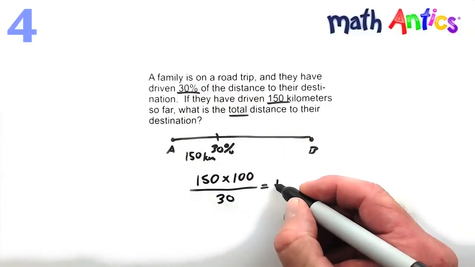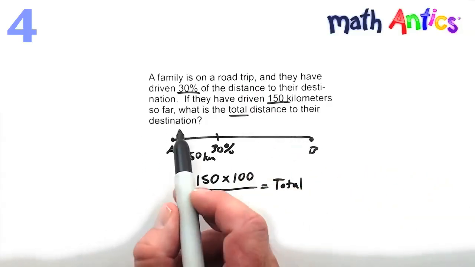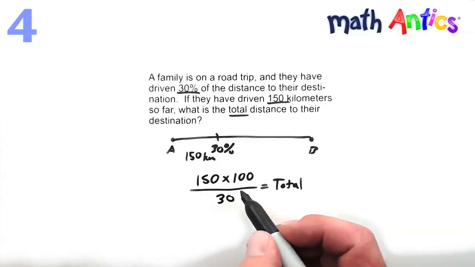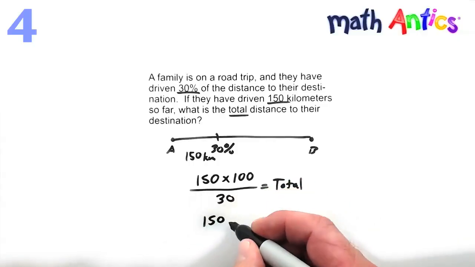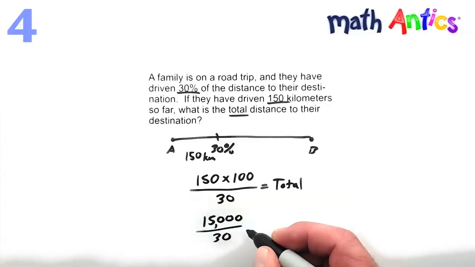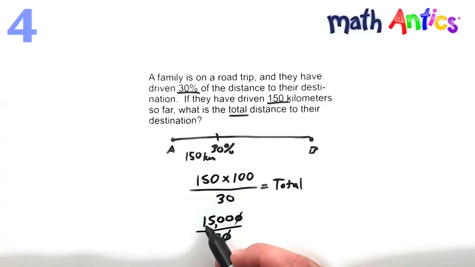And that's going to give us the total that we're looking for, the total distance to their destination. So let's do this multiplication. 150 times 100 is just going to be 150 with 2 more zeros on the end. Easy way to multiply by 100. So that's 15,000 divided by 30. We can cancel one of the 10s, so we're basically going to have 1,500 divided by 3.